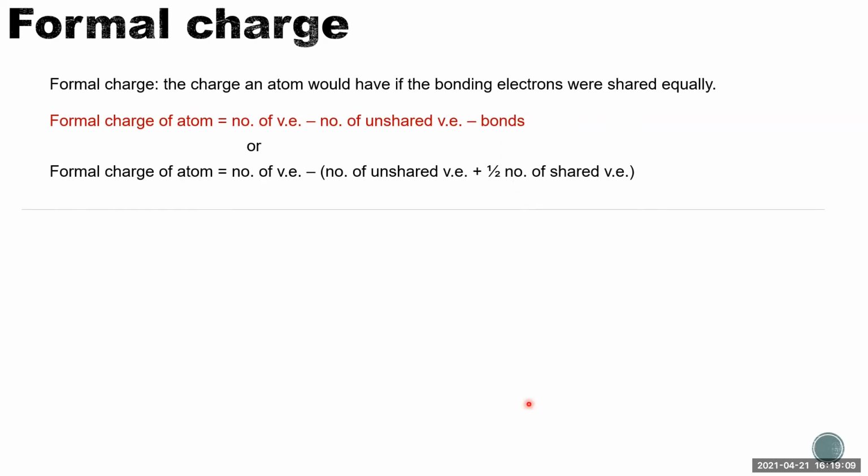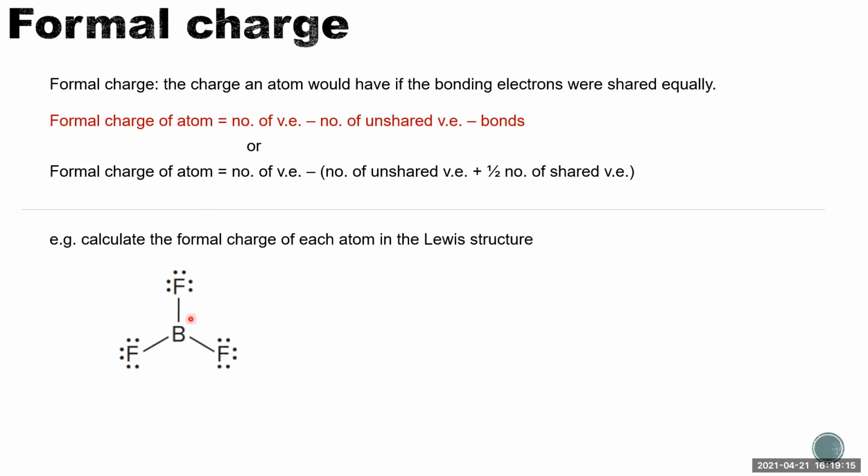So let's take a look at the example. Calculate the formal charge of each atom in the Lewis structure. Here is a structure of boron fluoride. Boron is in the center. It has a single bond to each fluorine, and each fluorine has 6 Lewis dots around it. So you can take out a spreadsheet, pause the video, and try to calculate the formal charge of boron and fluorine by yourself first.